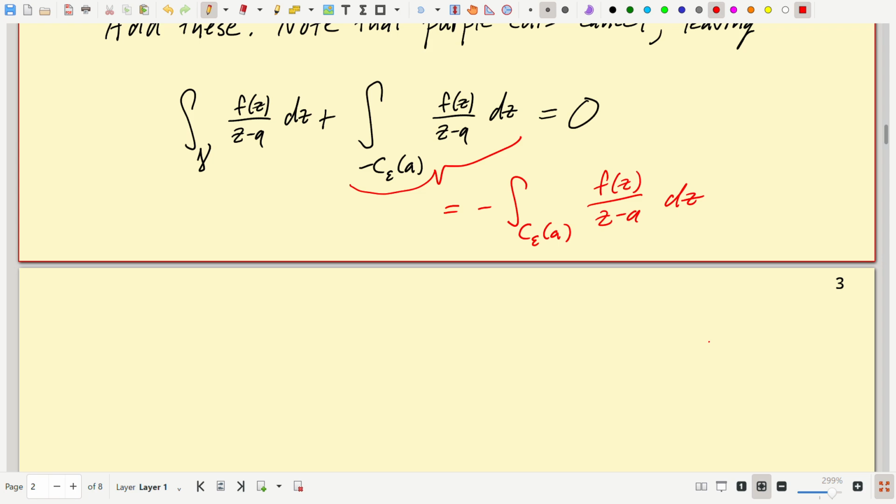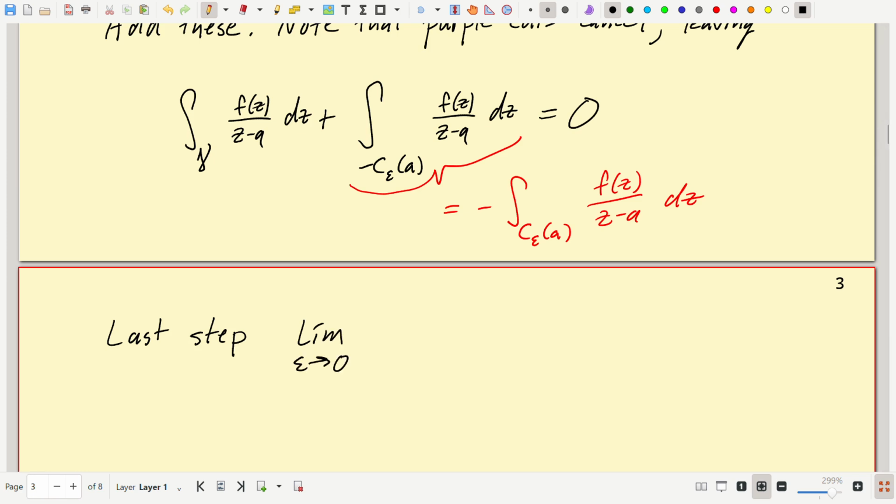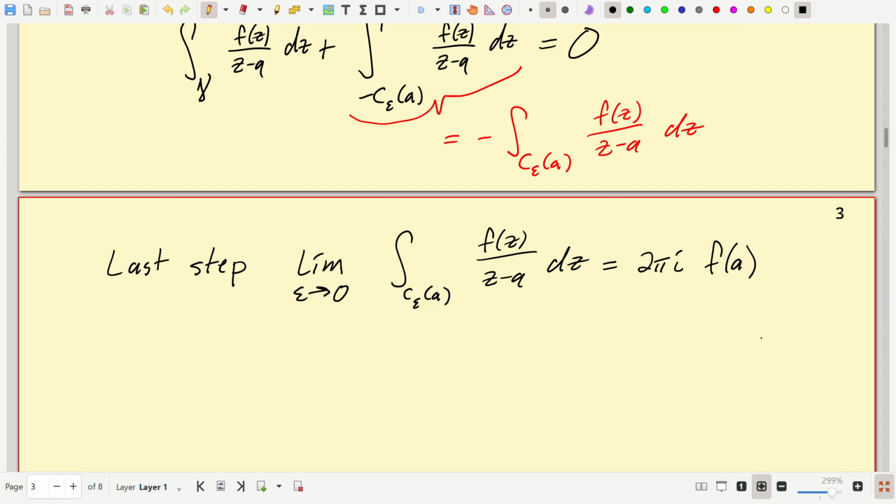And I'm going to show you that this, so the last step is going to be to show that the limit as epsilon goes to 0 of the integral around that little circle of radius epsilon about a of f of z over z minus a dz is going to be 2 pi i times f of a. And that's going to be an easy calculation. Let's see how it goes.